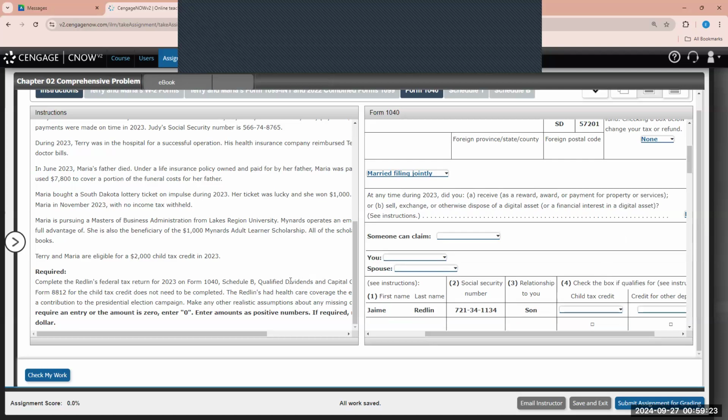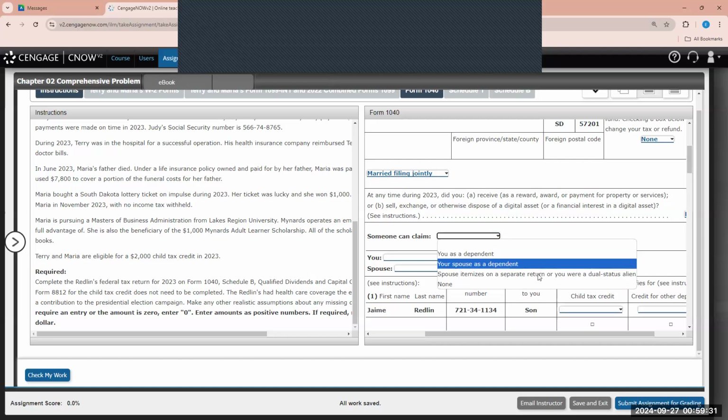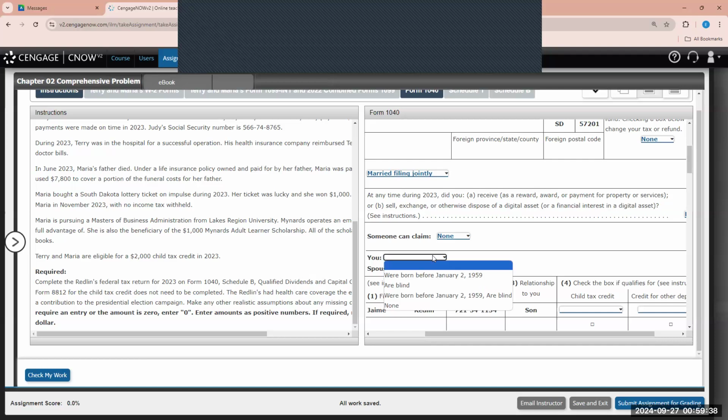So we're making the assumption, no, because nothing in the program says such. Can someone claim the taxpayer as a dependent, the spouse as a dependent, spouse is itemized on a separate return, or you are a dual citizen? None of these apply, so we click none.